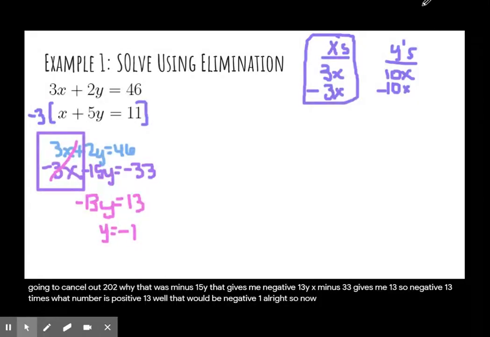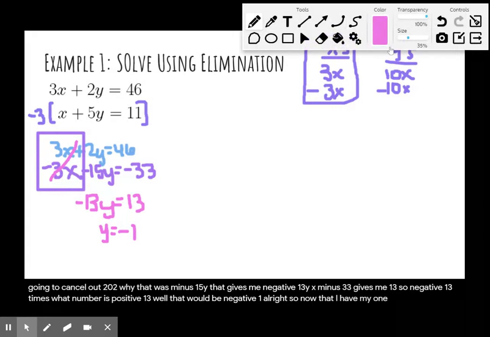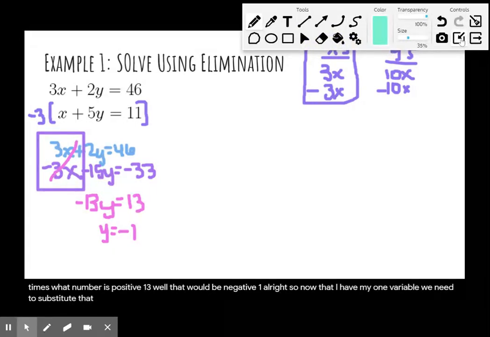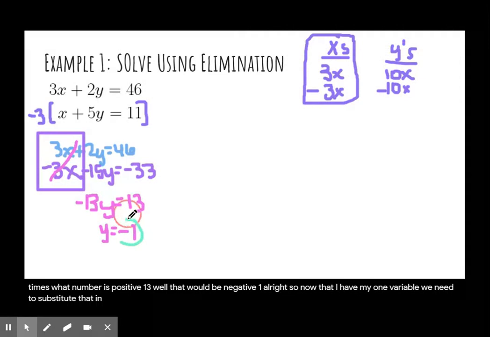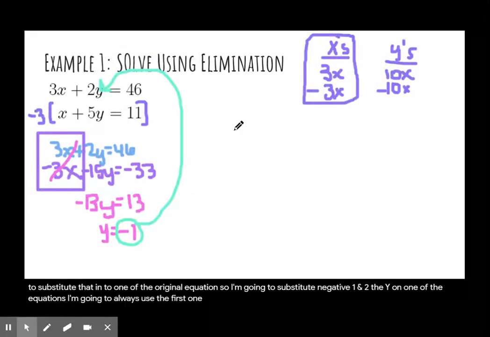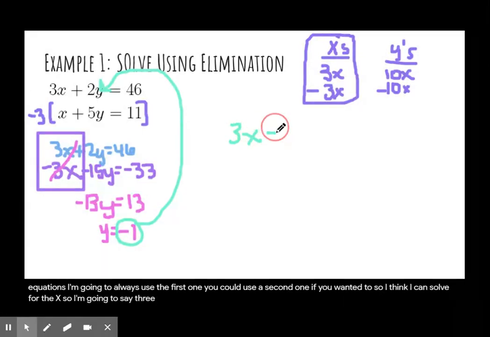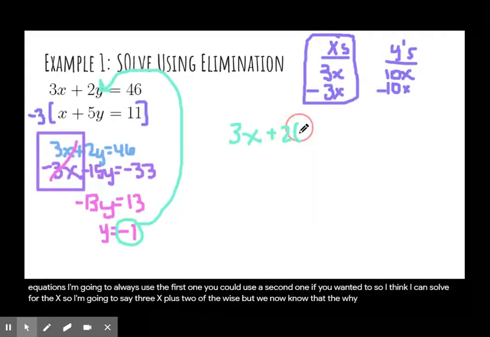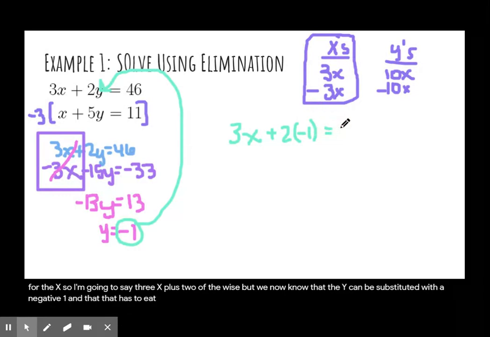All right, so now that I have my one variable, we need to substitute that into one of the original equations. So I'm going to substitute negative 1 into the y on one of the equations. I'm going to always use the first one. You could use the second one if you wanted to. So I can solve for the x. So I'm going to say 3x plus 2 of the y's, but we now know that the y can be substituted with a negative 1, and that has to equal 46.